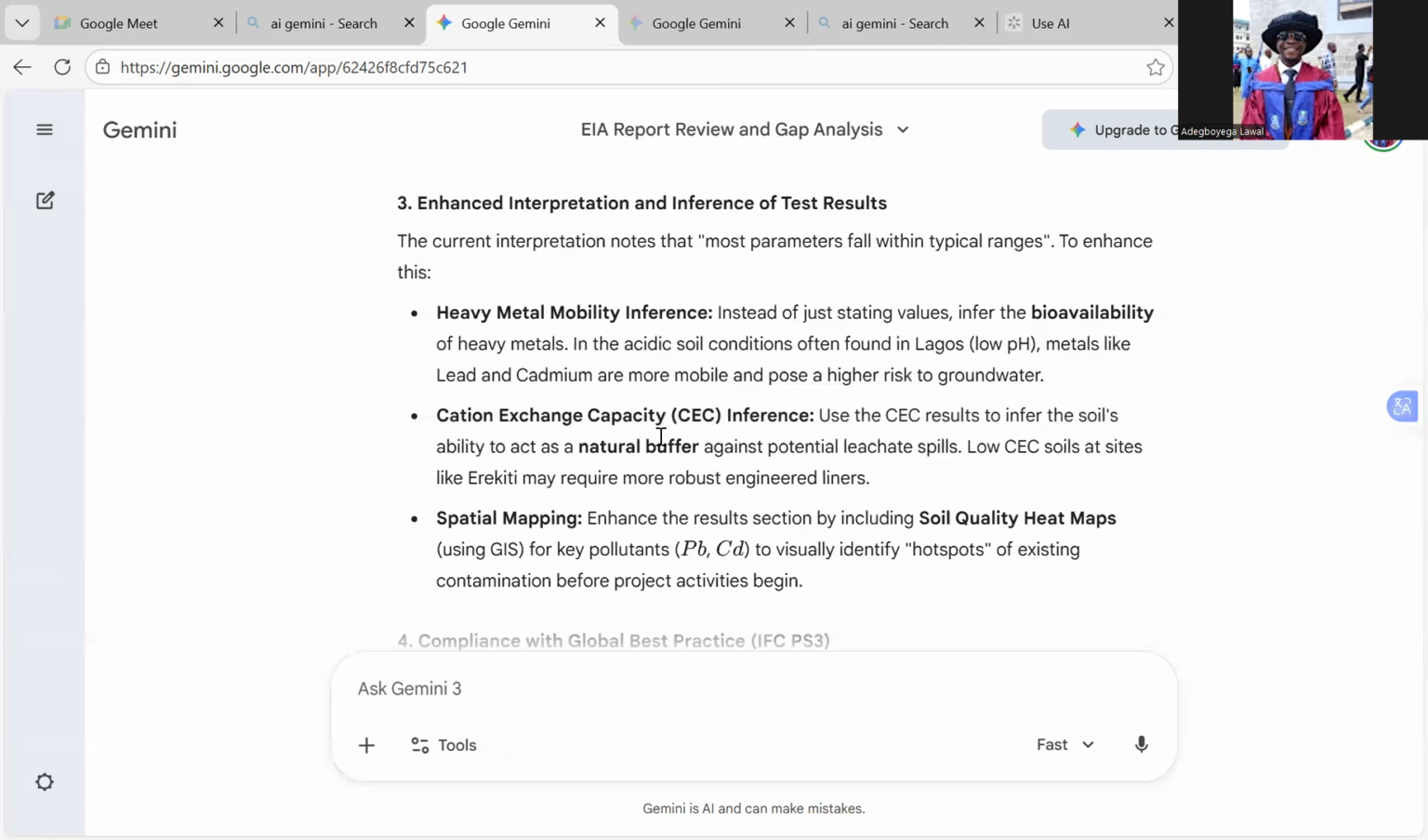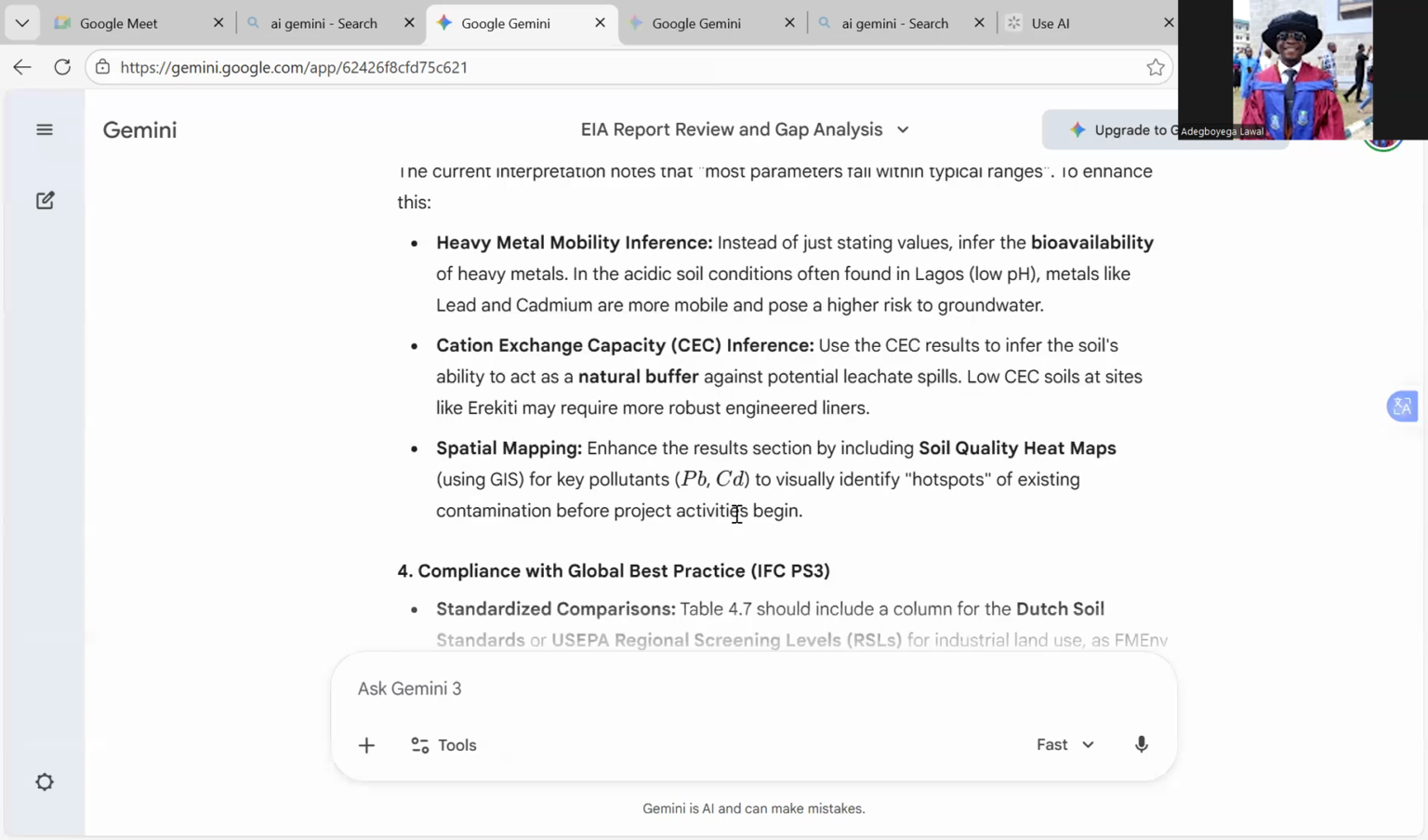CEC, cation exchange capacity, is a parameter studied for soil. And if it is low in a particular soil site, that area might need more engineered liners so that seepage of leachate will be minimized. Because he said it serves as a natural buffer against potential leachate spill. So there's need to consider areas in which we have low CEC.